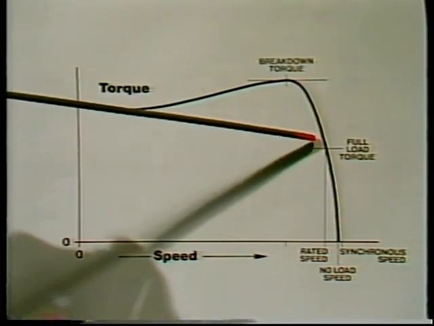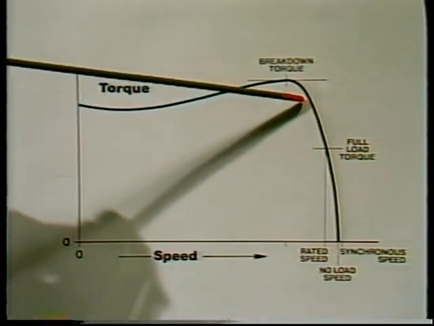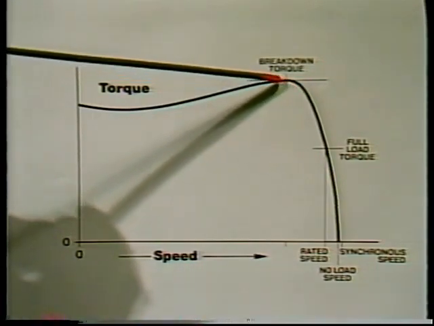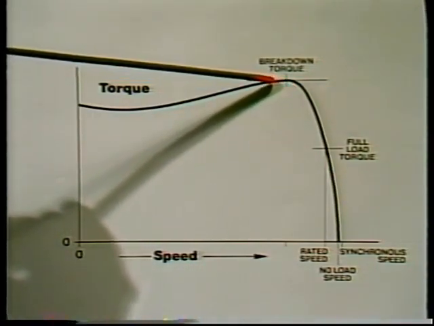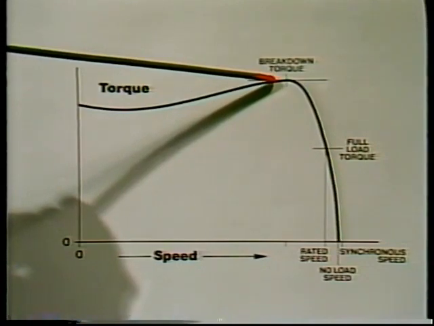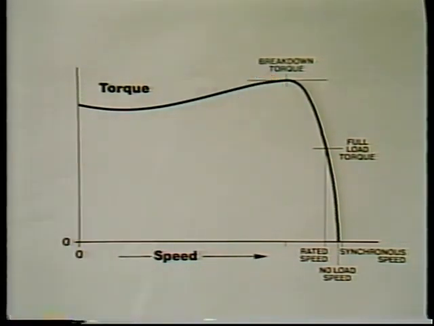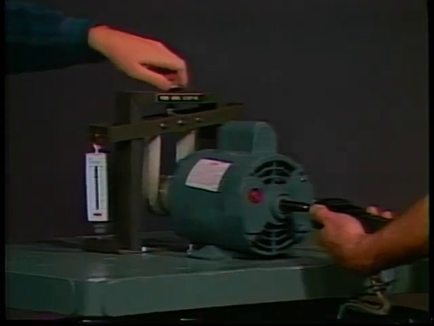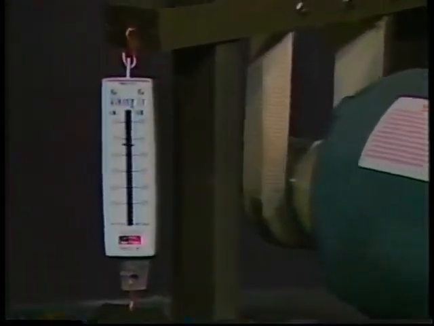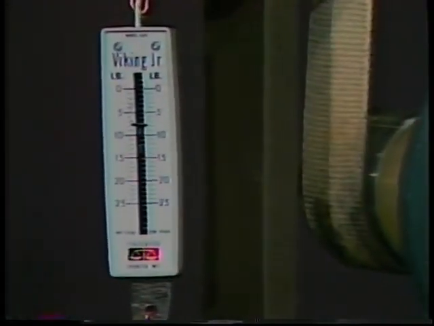But if the motor is running slower because of a heavy load, it will produce more torque, up to a limit. In most induction motors, torque reaches a maximum called breakdown torque, when the motor is running between 70 and 90% of synchronous speed. If the load increases any more, the motor will stall suddenly, because it cannot slow down any further to produce more torque.